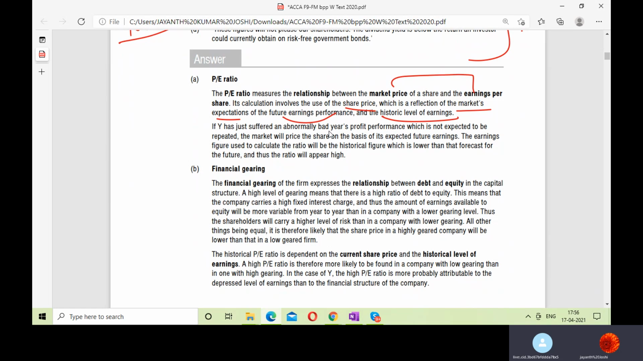So why this year is not good, which is not expected to be repeated again? Because the sentiments of the people show, because of the high P/E ratio, that the market will price the share on the basis of its expected future earnings. No one can decide what value it is going to have. The market forces will decide. The more people demand to buy something, the higher the prices will be.